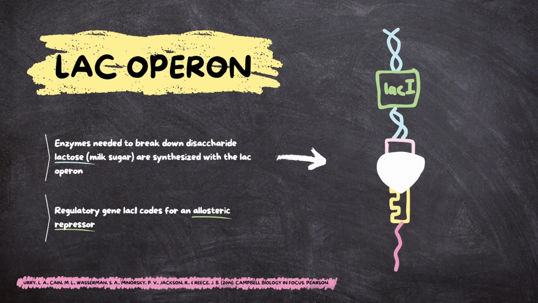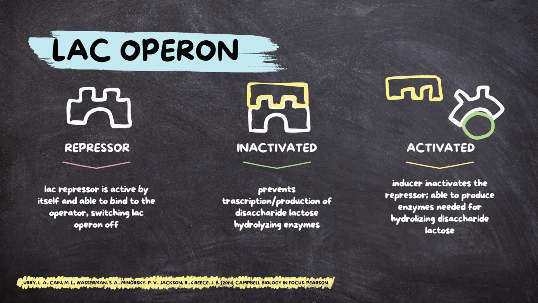An enzyme needed to break down the disaccharide lactose, or milk sugar, is beta-galactosidase, and is synthesized with the LAC operon. A regulatory gene codes for LAC-I, an allosteric repressor of the LAC operon. The LAC-I is active by itself and is able to bind to the operator, switching the operon off. This means that the operon is usually inhibited. When inactivated, it prevents the transcription of the genes needed to make the enzymes used for hydrolyzing disaccharide lactose.